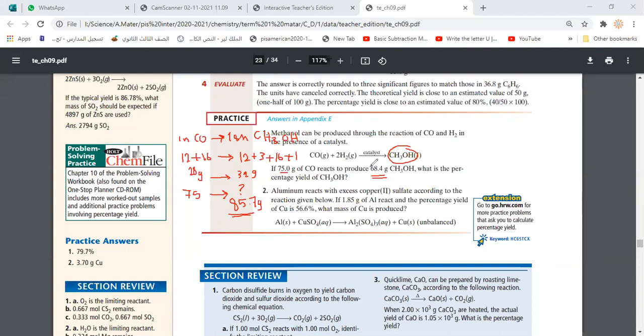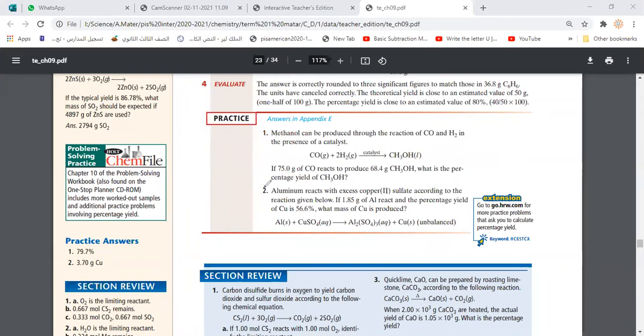The actual amount which I get is 68.4. So like this, we can get the percentage yield. It equals 68.4 divided by 85.7, multiply 100, which will be 79.8%. Is it hard like this? Is it hard, guys? No. Okay, that's good.